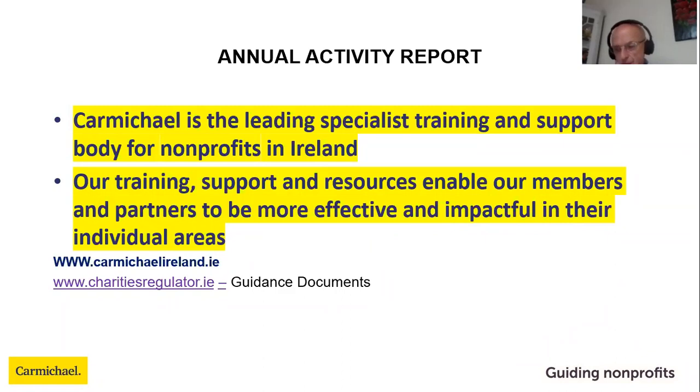You can submit them to John through the Donegal Volunteer Centre, or you can send them directly to myself, Michael, at carmichaireland.ie, and I will do my utmost to find the appropriate answers for you. And that's basically it from me. If there are any further questions, I'll do my utmost to provide some answers.